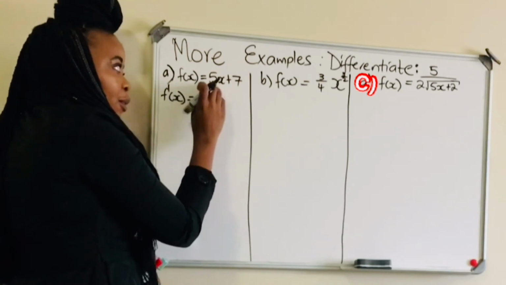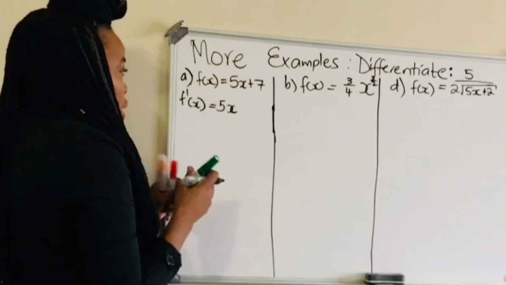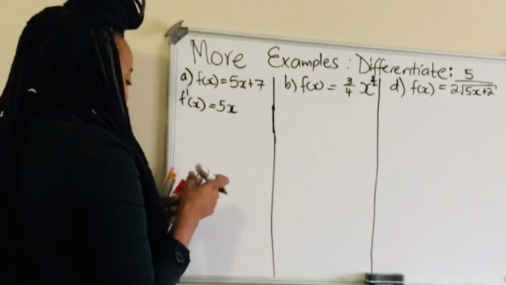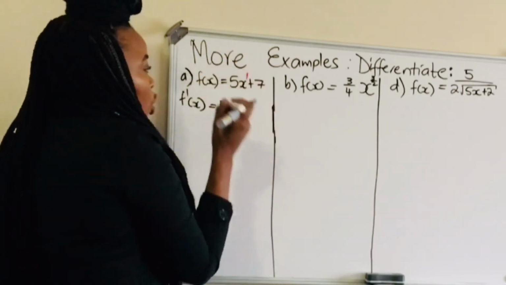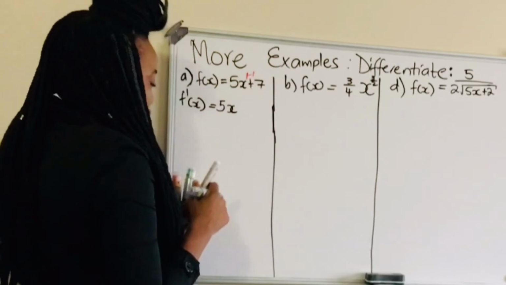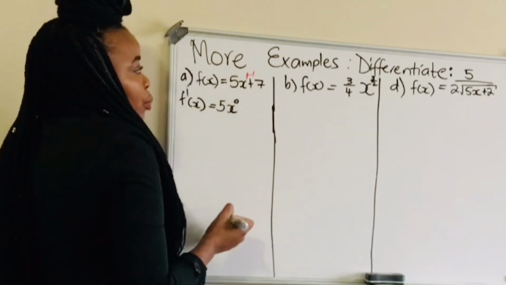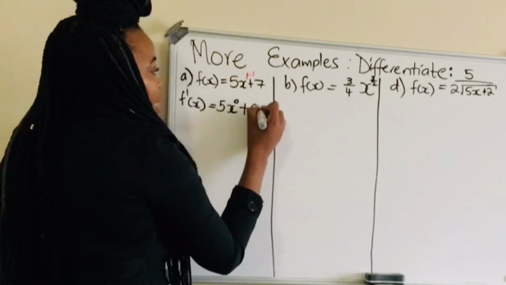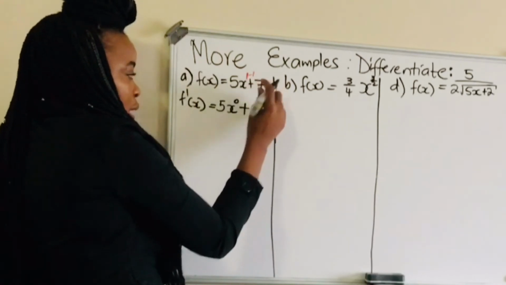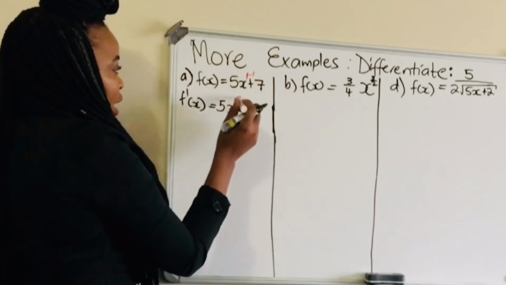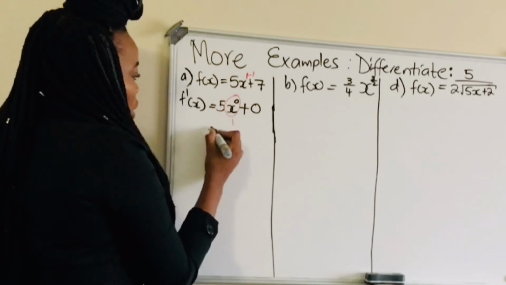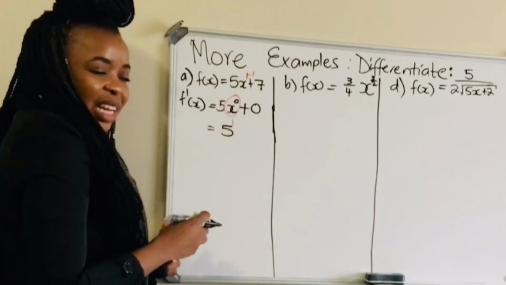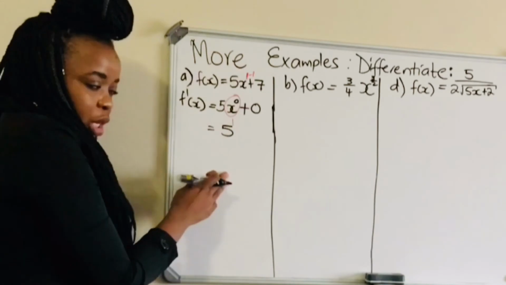The derivative of 5x is going to be, we have 1, right? So if we say 1 minus 1, we have 0. So we have 5x to the power of 0 plus 0, because the derivative of any constant is 0. So what is that? Because anything to the power 0 is 1, it just means we have 5 times 1, which is just 5. So that is the derivative of our function in A.